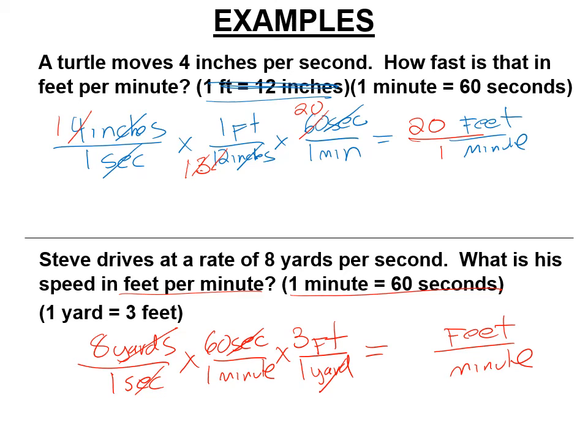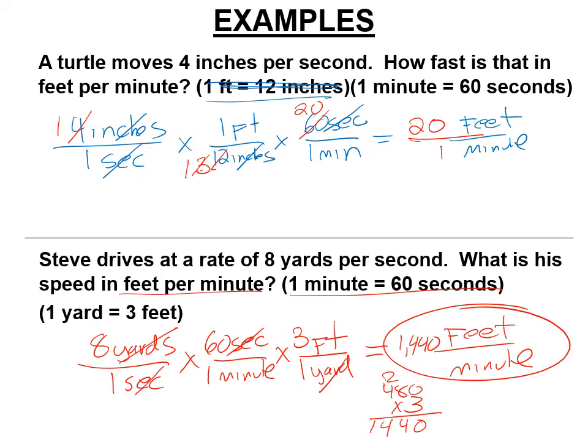We have feet per minute. We've done it correctly. So it's 8, and it's all in the numerator here. So 8 times 6 is 48. All right, and so 48 times 60 is 480. And then we're going to have to do 480 times 3. 3 times 0, 3 times 8 is 24. 3 times 4 is 12, plus 2. This is 1,440 feet per minute in 1 minute.